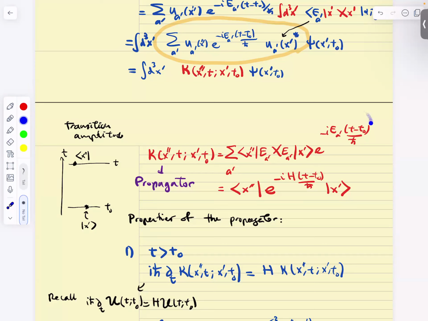Notice that there is this phase thing. This is the inspiration of Feynman. There's a phase, and we're going to keep track of that phase. Good. It's actually kind of interesting.